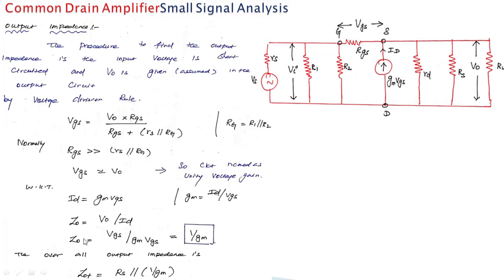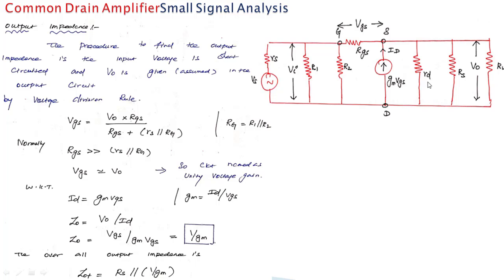The output impedance of the MOSFET circuit is Z0 equal to 1 by Gm. Then at the output we have some resistances RS, RL, etc. If we consider them, generally the RD value is very very large, but considering this RS, the overall output impedance is equal to RS in parallel with 1 by Gm.